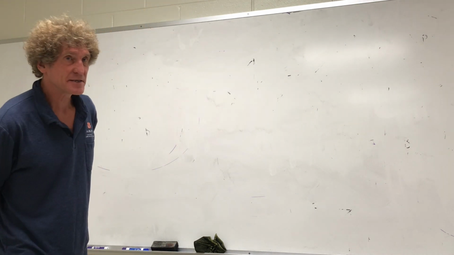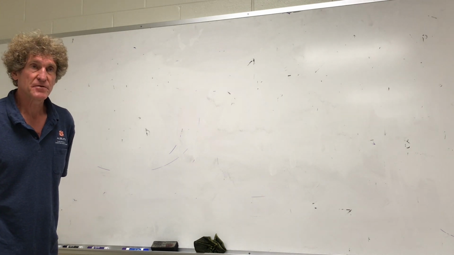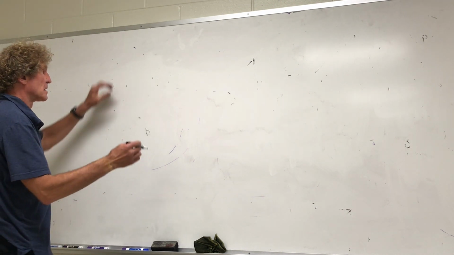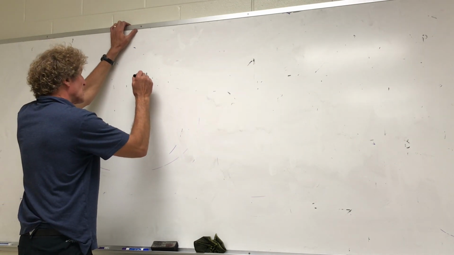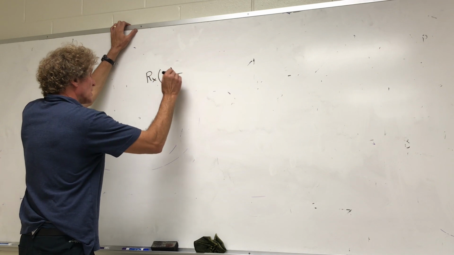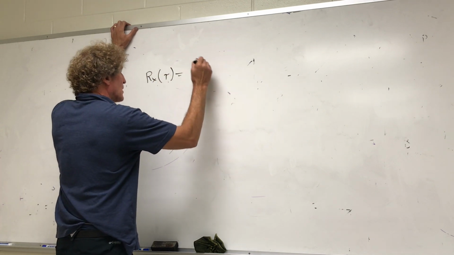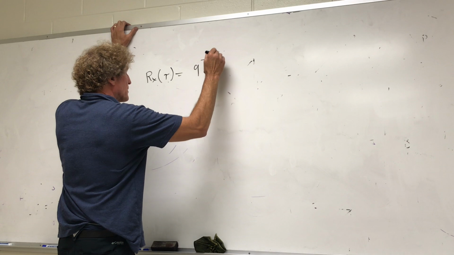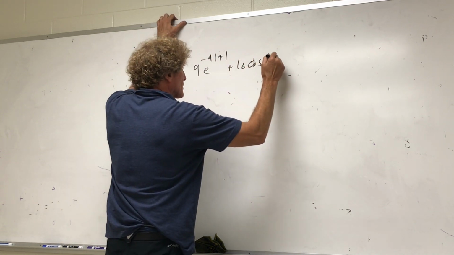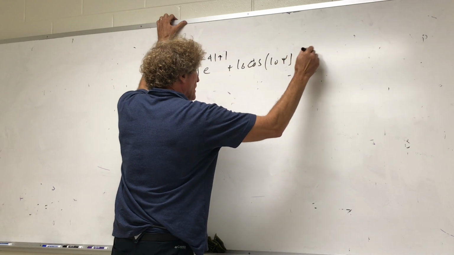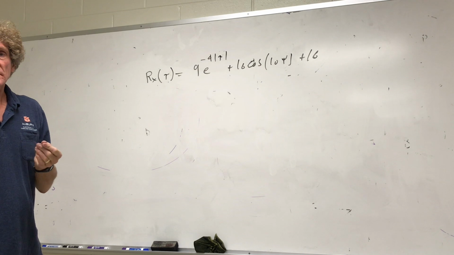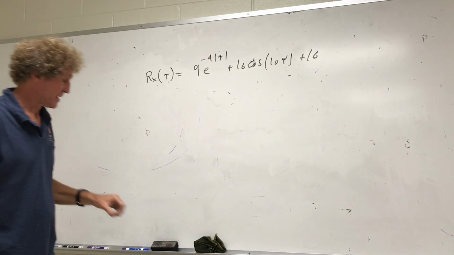I want to do it with you because autocorrelation is something that's very easy if you understand it, but very difficult if you don't. An ergodic random process has an autocorrelation function of the form Rx of tau equals 9 e to the negative 4 absolute value of tau plus 16 cosine 10 tau plus 16. Okay, this is a good one. It's out of the book, by the way.